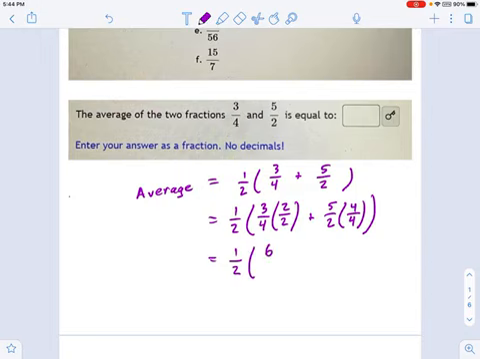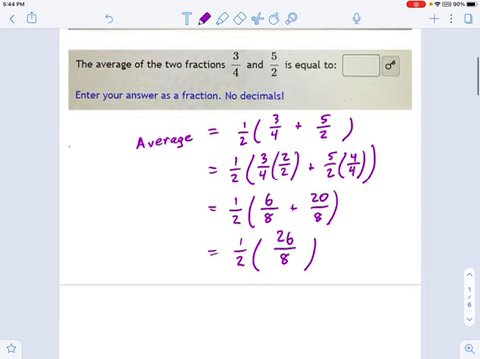I get 6/8 plus 5 times 4, that's 20/8. So this becomes, I'm keeping that 1/2 on the outside, still working inside the parentheses, 26/8. And that, if you carry through the multiplication now that I'm done with the addition on the inside of the parentheses, is going to be equal to 26/16. That's my average.